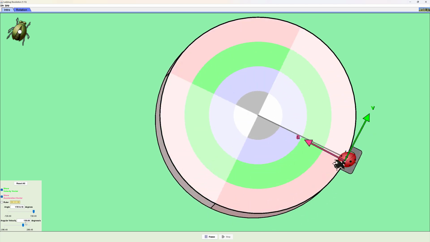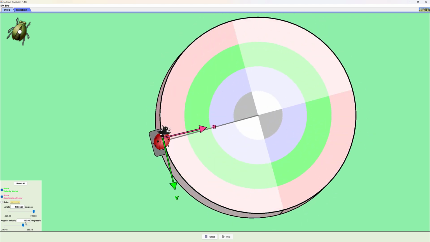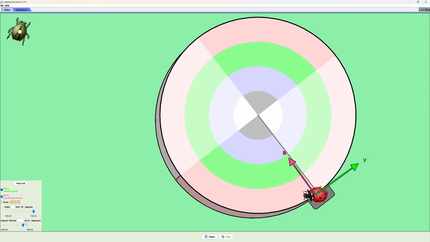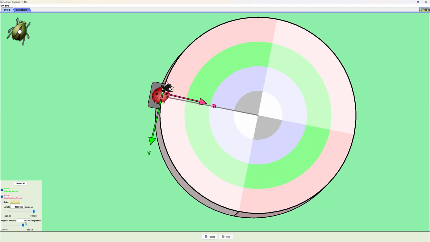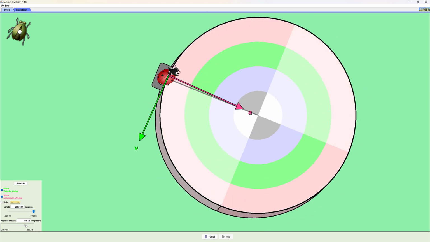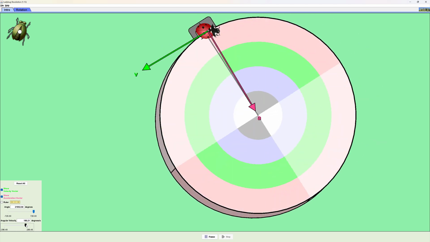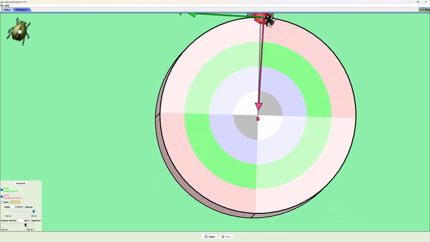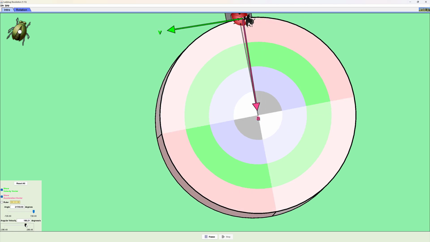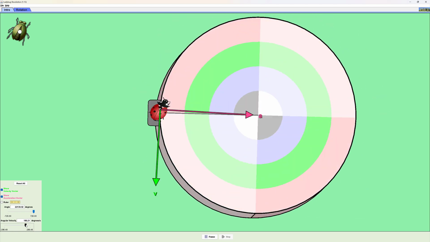This red vector is the centripetal acceleration vector. It's always changing direction, but it's always pointing towards the center of rotation. If things really speed up, notice how these vectors are getting longer. The tangential velocity is increasing, and the centripetal acceleration, which is again the red vector, is also getting bigger.